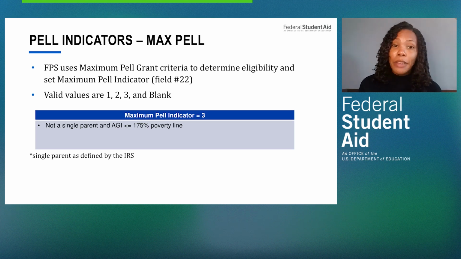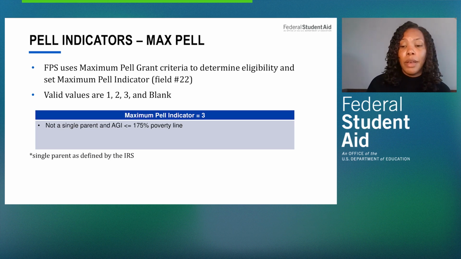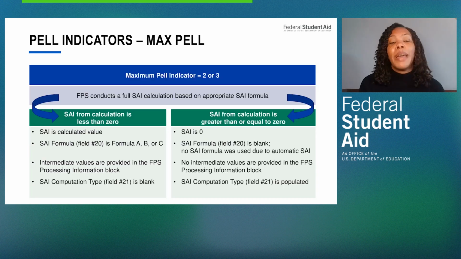In the same vein, maximum Pell Grant Indicator 3 is going to be for an independent student or a parent who is not a single parent whose AGI is equal to or less than 175% of poverty level guidelines. Maximum Pell Grant eligibility 2 and 3 has an opportunity for an SAI calculation. If you remember, for the maximum Pell Grant eligibility 1, they were given an automatic negative 1,500 SAI. For maximum Pell Grant eligibility 2 and 3, we're going to do a calculated SAI, but what the SAI is depends on what the calculated SAI is.